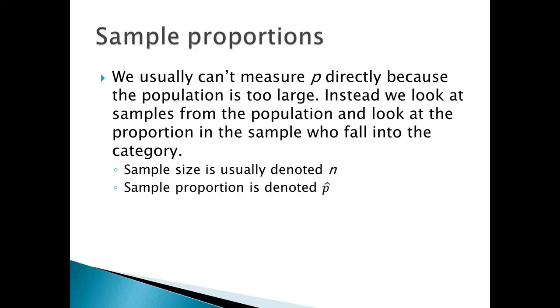Now we can't usually measure p directly because the population is too large. We can't actually survey everybody in the country and see how many of them smoke. Instead, we look at samples from that population and look at the proportion in the sample who fall into the category. So when we do that, the size of our sample is usually denoted n, and the sample proportion is denoted p with that little symbol on top, and it's pronounced p hat. So p is for the whole population proportion that we can't actually measure, and p hat is our sample proportion that we get by sampling a relatively small part of the population.